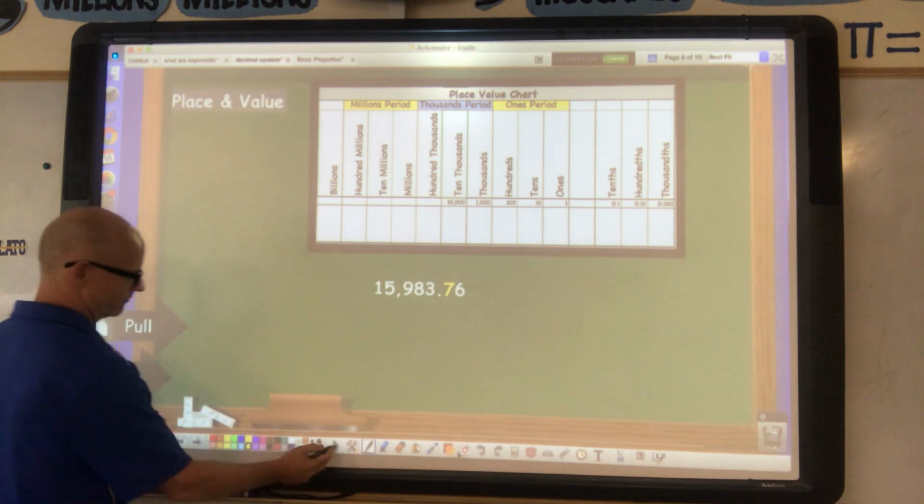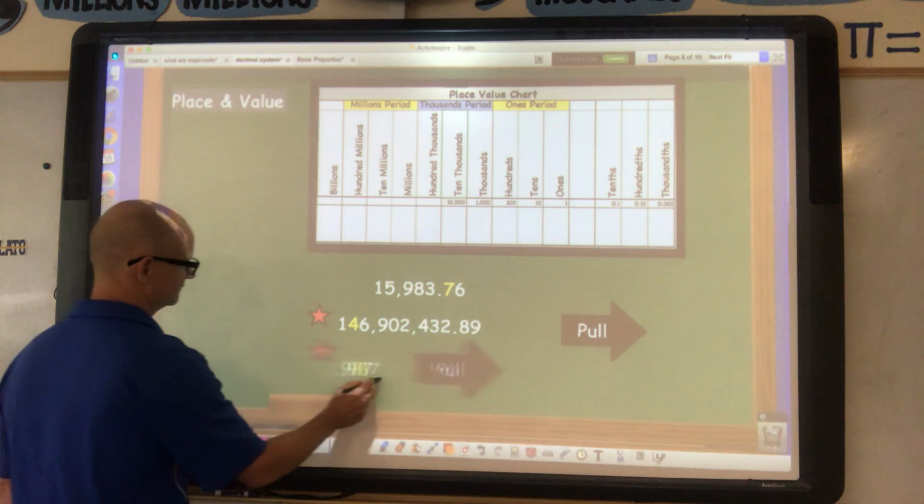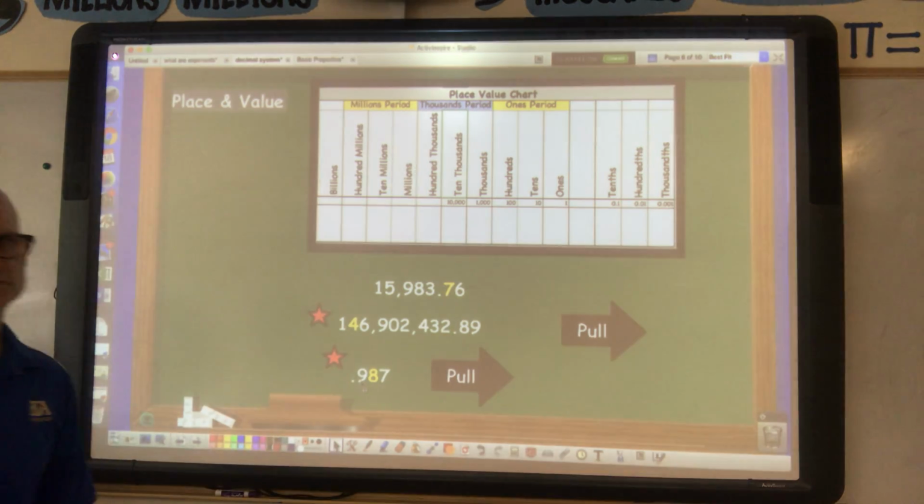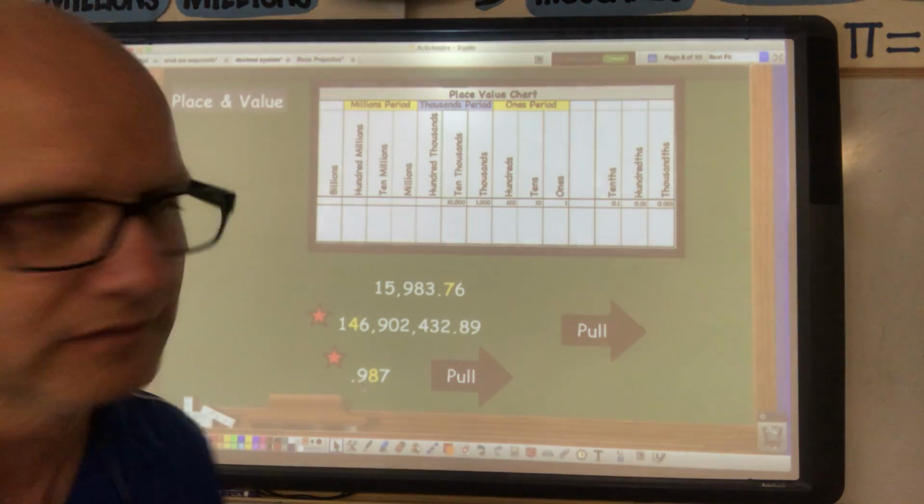So here's a couple practice problems. Try these two. Just give me the place and value of each. Press pause and do that. All right, and then when you're done, press pause again and we'll move on.